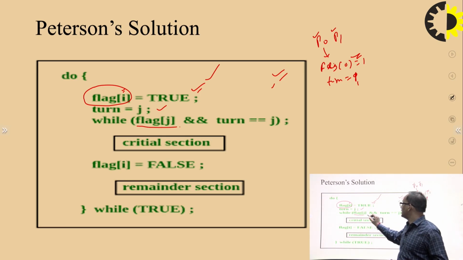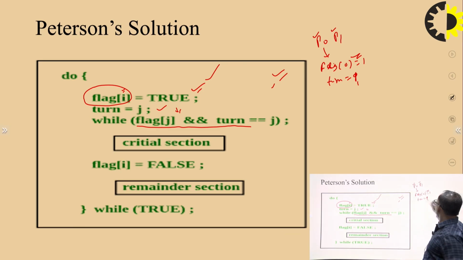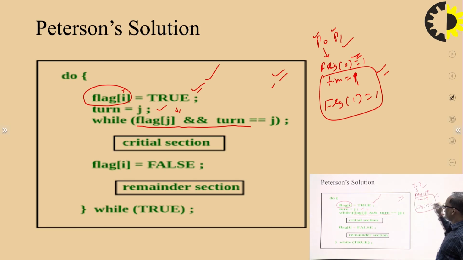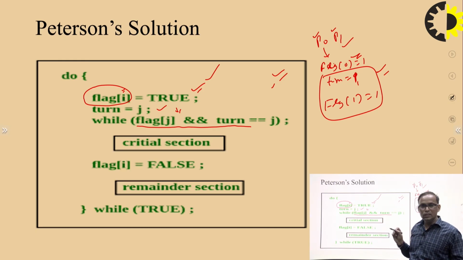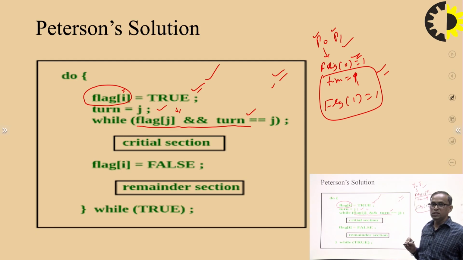It will check this condition. If flag of j, it means what is the flag status of process P1. Suppose the flag status of P1 is also 1. It means P1 also wants to enter the critical section and turn is also 1. Okay. So if these two conditions are satisfied, it means the flag of the second process P1 is also 1. It means P1 is also interested in entering the critical section and turn is equal to j. It means turn is also set to the second process P1.